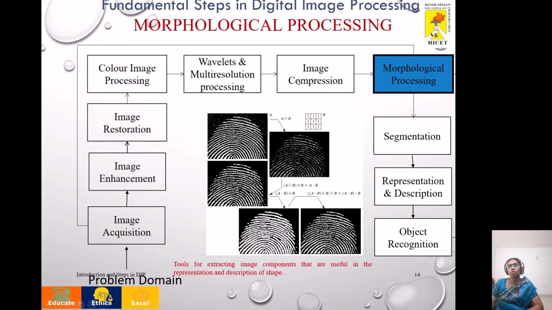Next step is morphological processing. Morphological processing is the processing which helps to analyze the image based on the morphological structure. Based on the shape of the image, if you are categorizing it, if you are interpreting it, then morphological processing is involved. For example, in fingerprint recognition, the pattern varies from person to person, and the boundaries also differ.